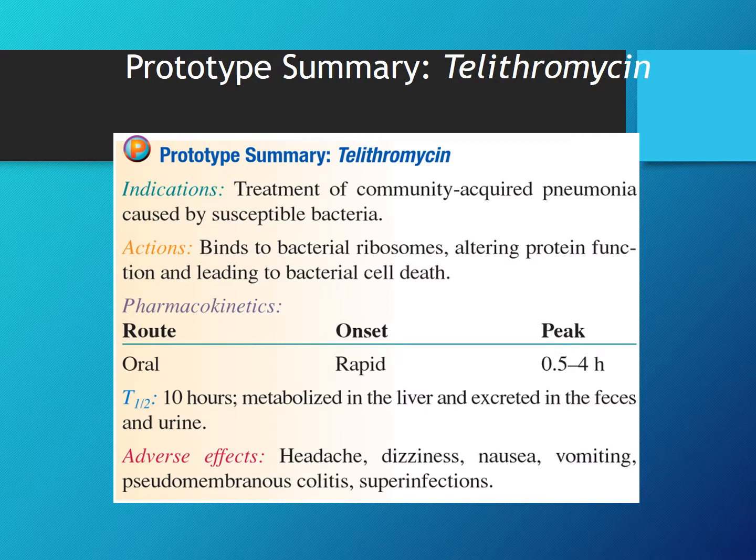Your prototype for grouping these other antibiotics together is telithromycin, which is used to treat community acquired pneumonia orally. And it has a half-life of 10 hours. It's excreted in the feces and the urine, and it can cause some of those more serious effects like superinfections and pseudomembranous colitis.